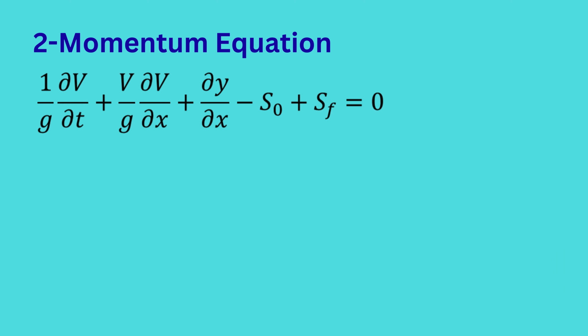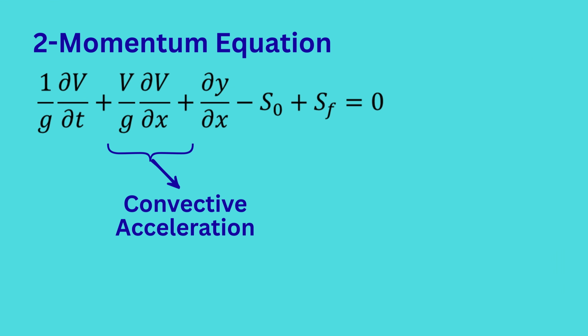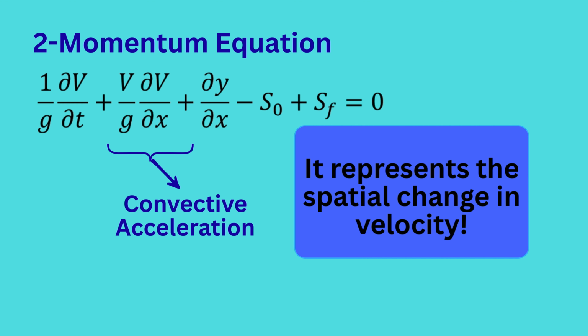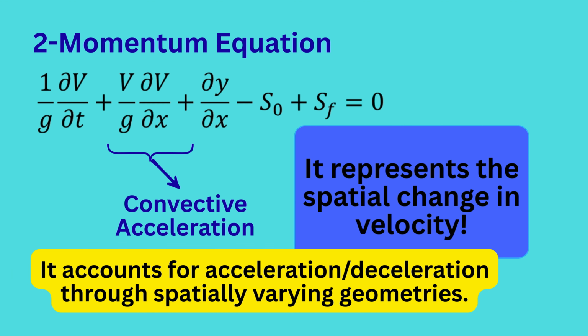The second term is called convective acceleration and represents the spatial change in velocity. It accounts for the acceleration or deceleration of fluid particles as they move through spatially varying geometries.